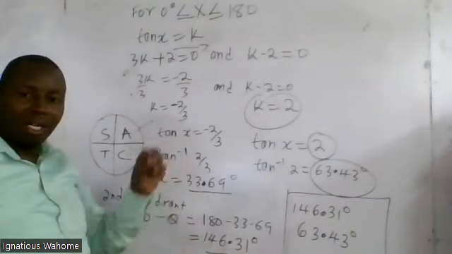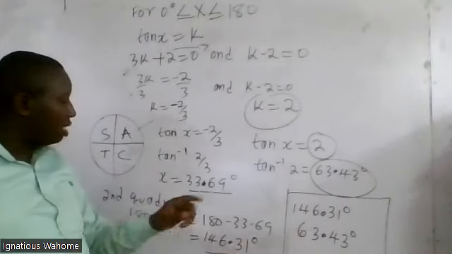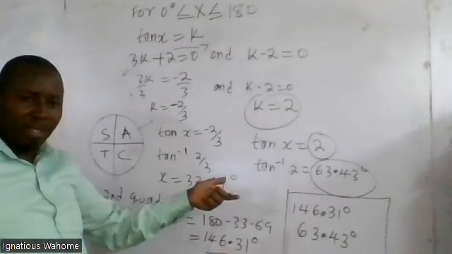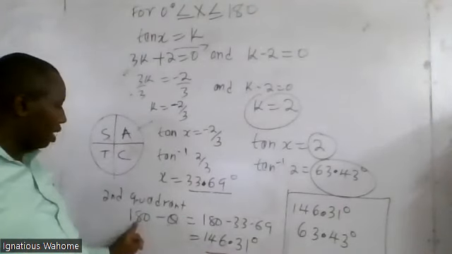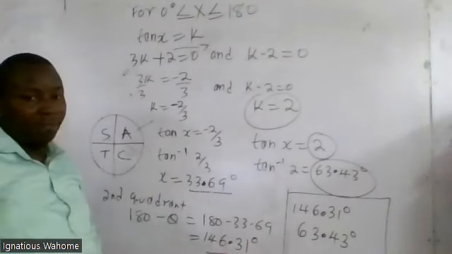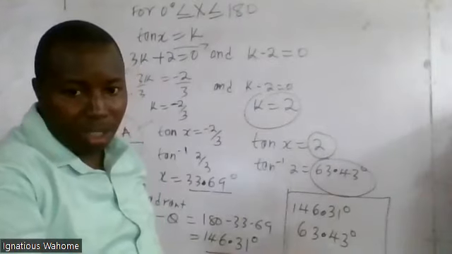So therefore we get 33.69, but this is acute. We want where tan is negative, which is the second quadrant, where we say 180 minus theta. 180 minus 33.69 gives 146.31. And those are the two answers.